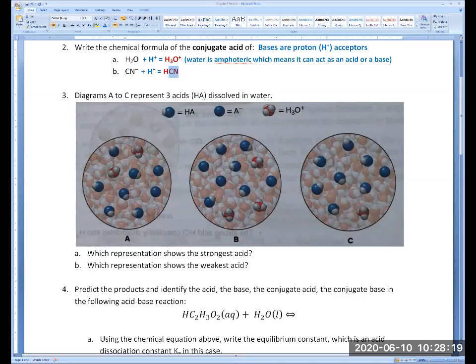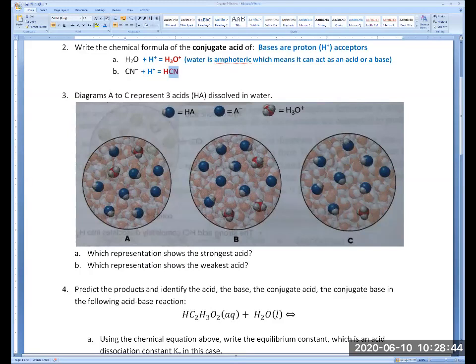And the third model here, with the red ball surrounded by 3 white balls, represents the hydronium ion. That's the name of H3O+. That's the hydronium ion, H3O+. So in diagram A, we can see a lot of HA, the blue and white balls bonded together.